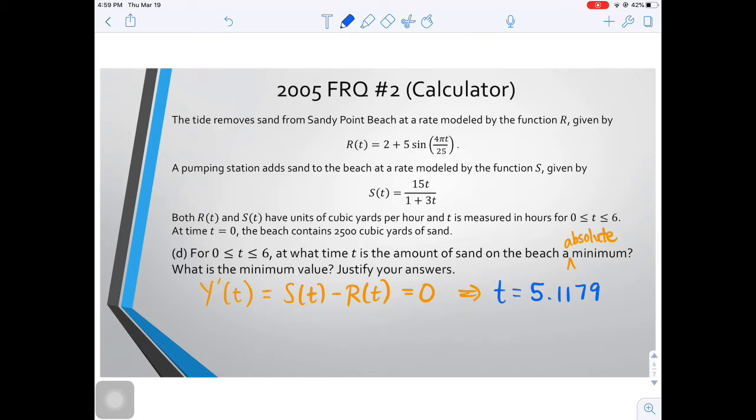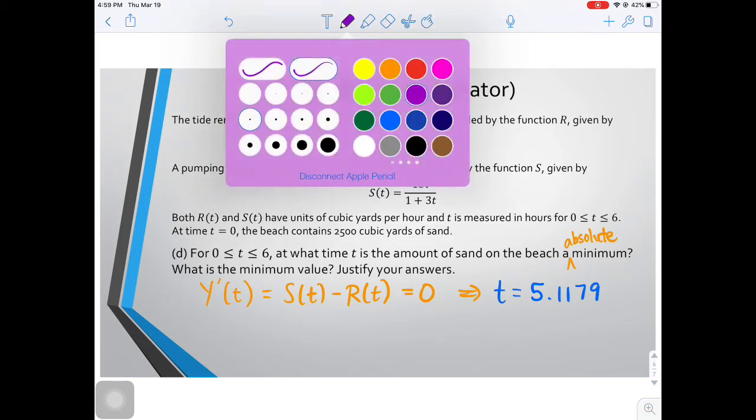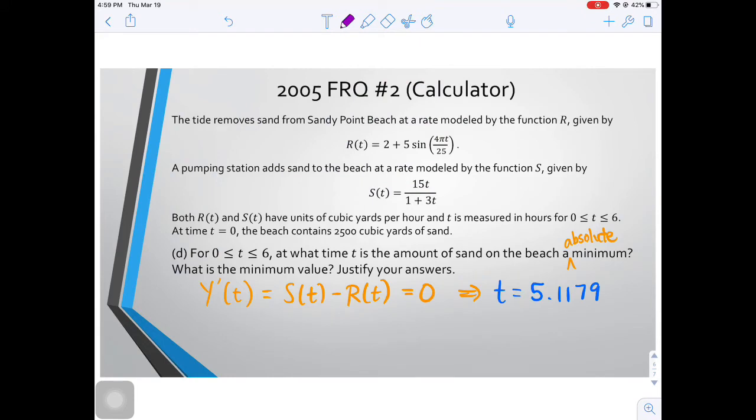So then we would take our critical values and our endpoints and plug them into the original function. We're still going to do that now, but this is a process that is known as a candidate test.